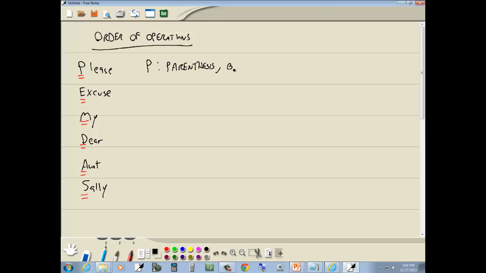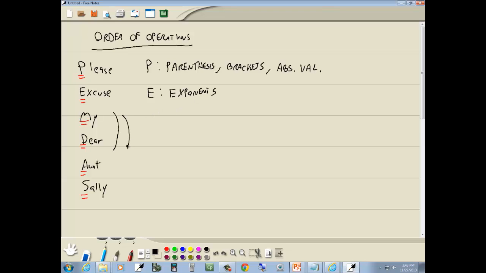Besides parentheses, it also includes brackets. So if you have brackets, you do what's inside the brackets. It also includes absolute values. So if you've got absolute value bars, then you do what's inside the absolute value. The E is for exponents, so you do exponents next.